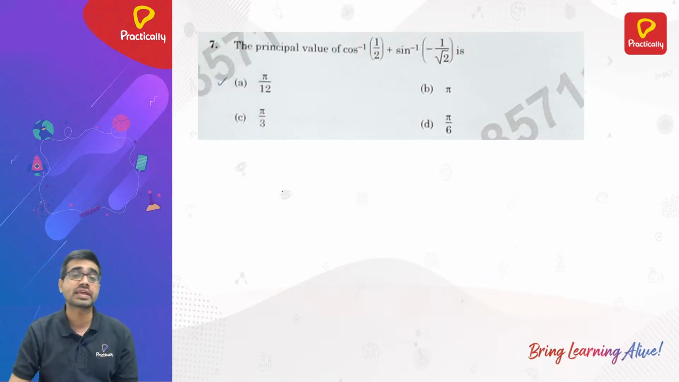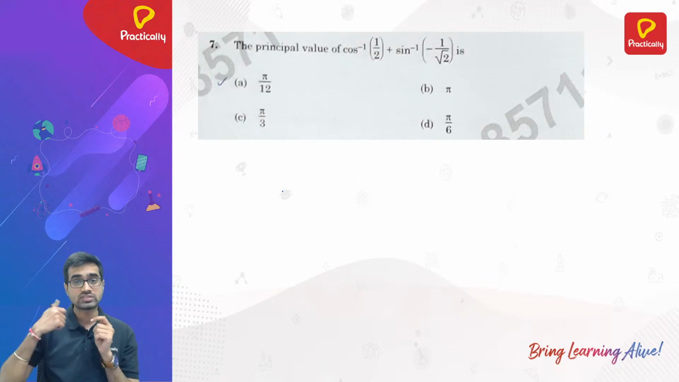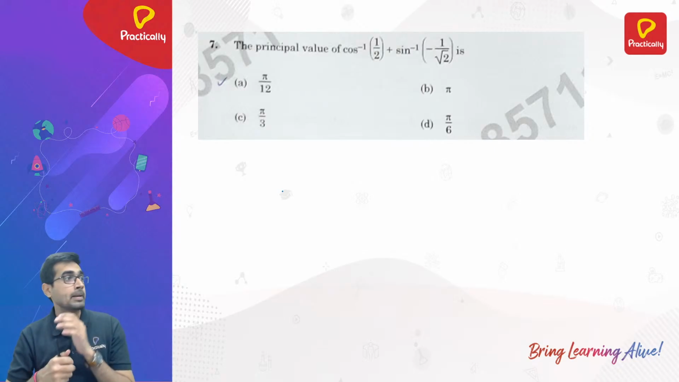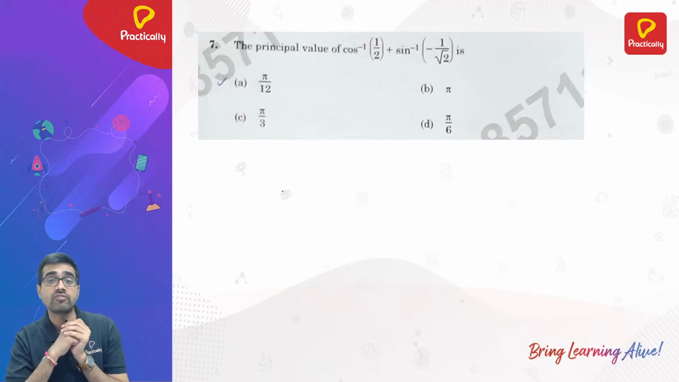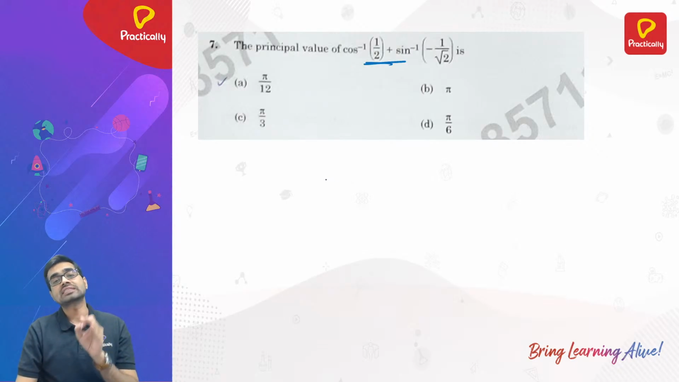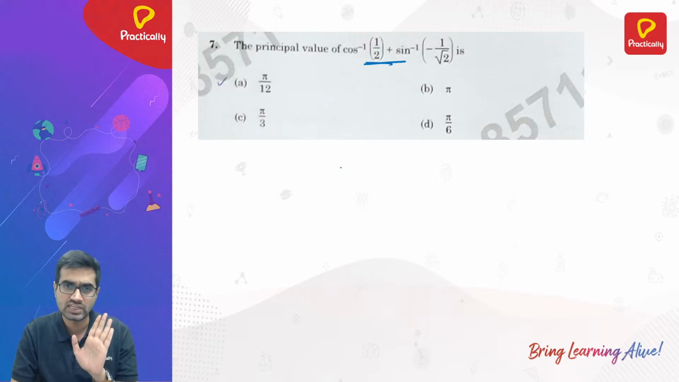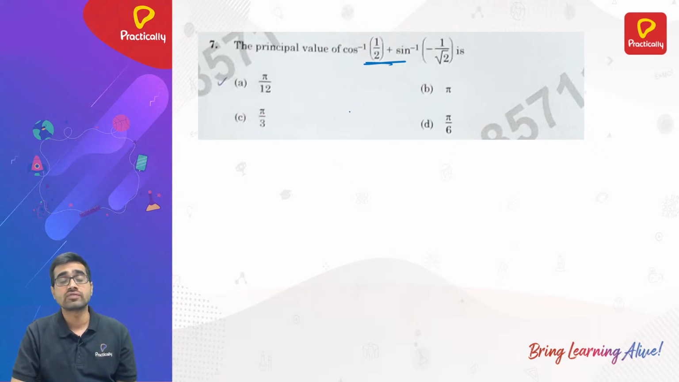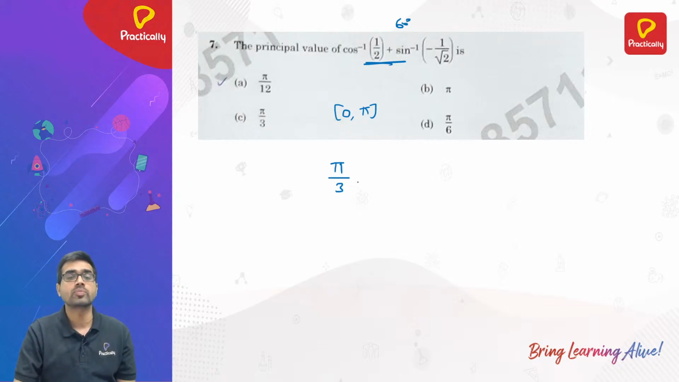Question number 7. It says the principal value of cos inverse half plus sine inverse minus 1 by root 2. See, it's very easy. Cos of 60 is half. And the principal value of cos inverse, we know that it is 0 to pi. Correct? Cos inverse is 0 to pi. So it is pi by 3, 60 degrees. So pi by 3. Sine inverse is between minus pi by 2 to pi by 2 included.